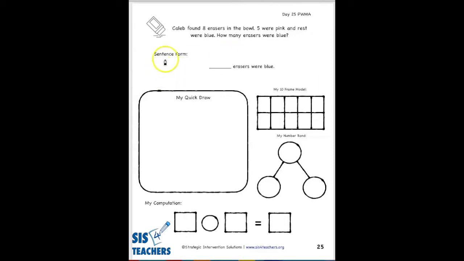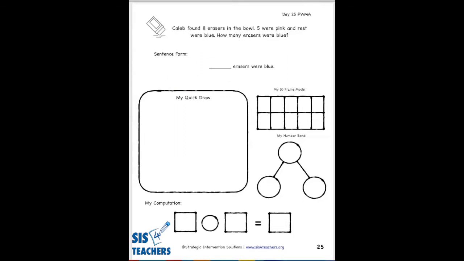We always have something called a sentence form in all of our journals because we want kids to be able to understand what it is they're solving for. Sometimes kids get so excited with solving the problem they actually forget what the problem was even asking. So in all of our journals, kindergarten all the way through 5th grade, kids write the sentence form. Obviously in kindergarten, we're going to provide that sentence form here. So how many erasers were blue? Blank erasers were blue. And the blank means, I don't know. They can put their arms out and shrug their shoulders as the answer that I'm not sure what the actual answer is. They don't have to write BLANK in that spot.